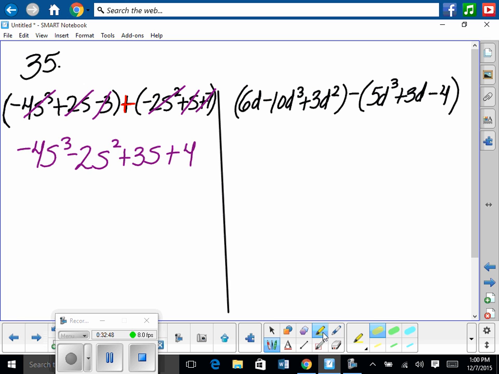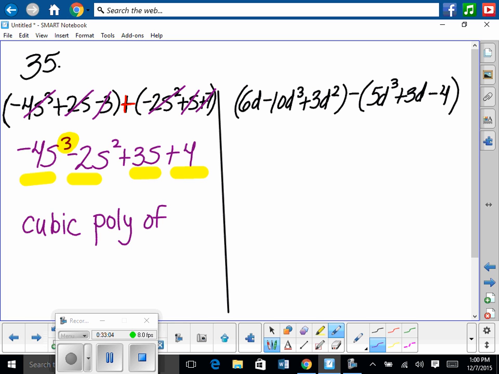The highest degree is 3, and there's 1, 2, 3, 4 terms. So we name it first by its highest degree, and it's 3, so it's cubic. And it's a polynomial of 4 terms. Since there's 4 terms, it's a cubic poly of 4 terms.